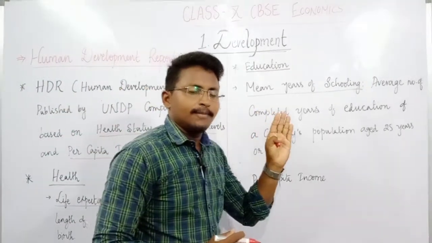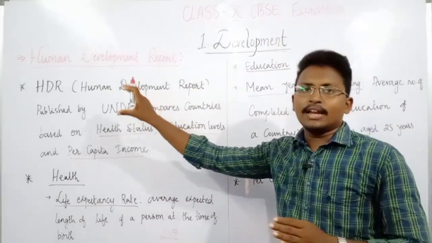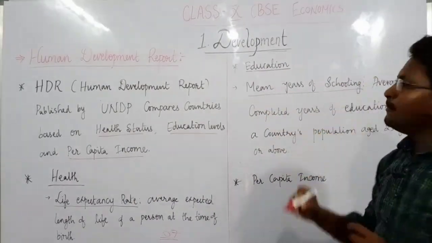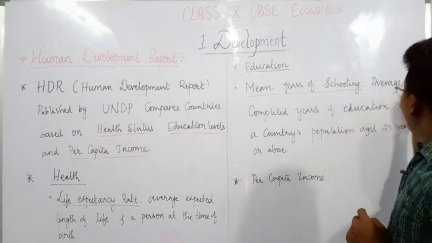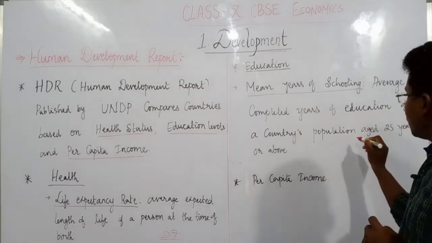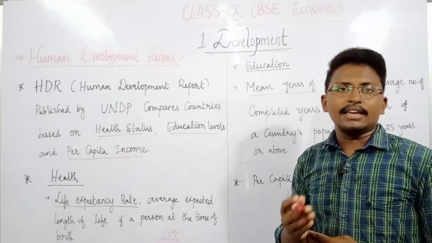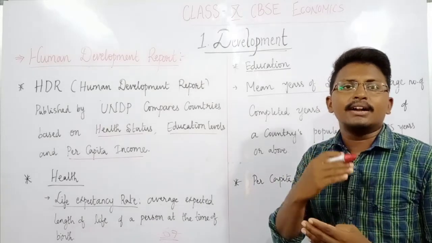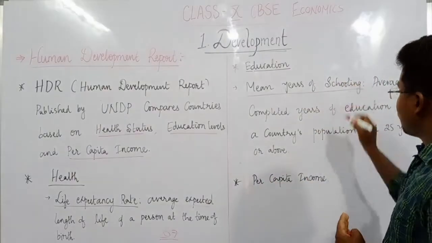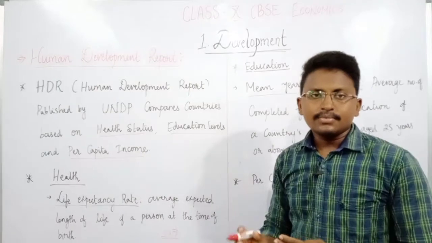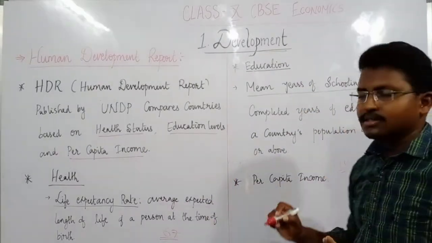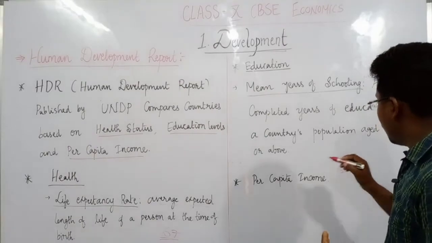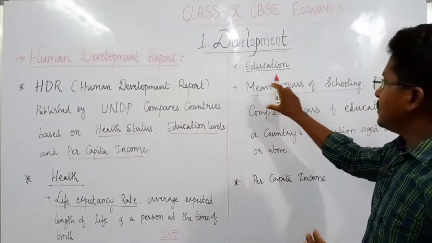Then the other aspect of the Human Development Report is education. Under education, we compare something known as mean years of schooling. Mean years of schooling means the average number of completed years of education of a country's population aged 25 years or above. That means in any country, among people above 25 years of age, on average how many years they have attended school. For example, if mean years of schooling is 10, we can say that people above 25 years of age in India have attended school for 10 years.